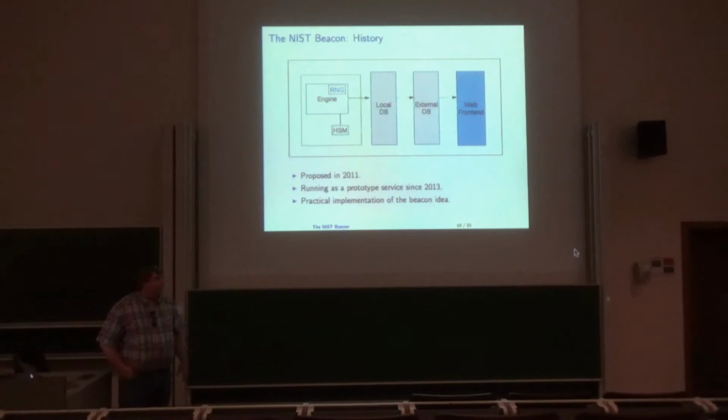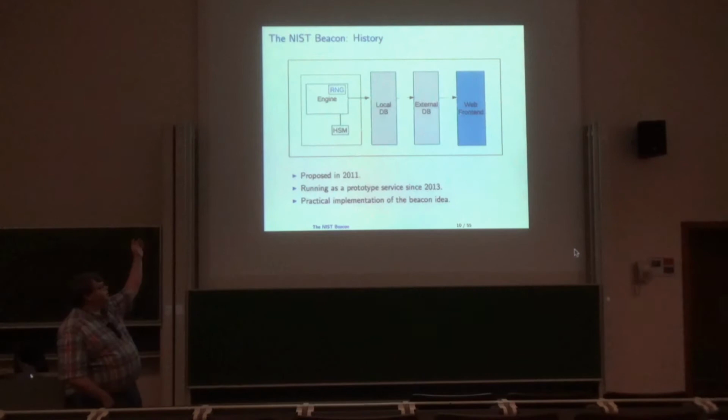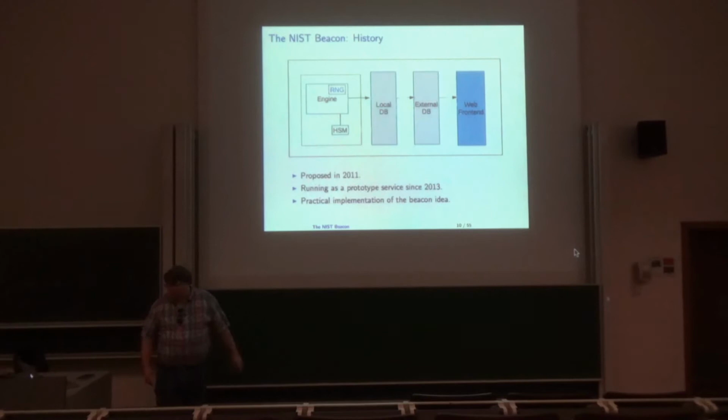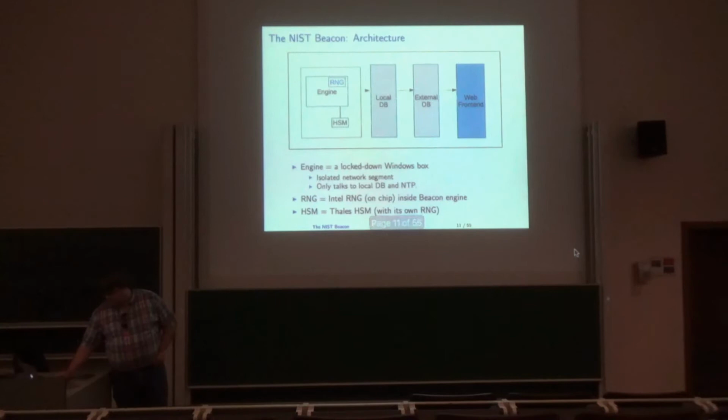This is a very, very oversimplified diagram of how this works. We have the beacon engine, the computer that it's actually running on, with a hardware RNG and then a hardware security module, and then it's talking to a local database that's then talking to an external database that's then talking to this web front end, so it's not directly on the internet. There are various things we're doing here, but the idea is to try to build a practical instance of the beacon. So the big picture here is just the architecture.